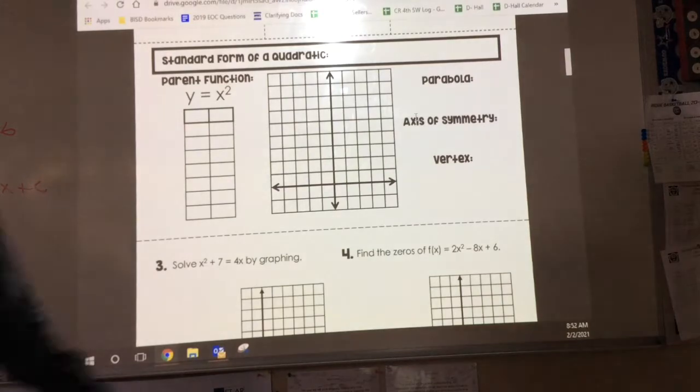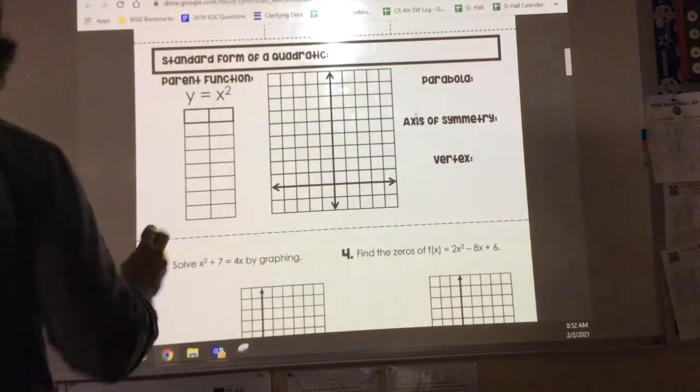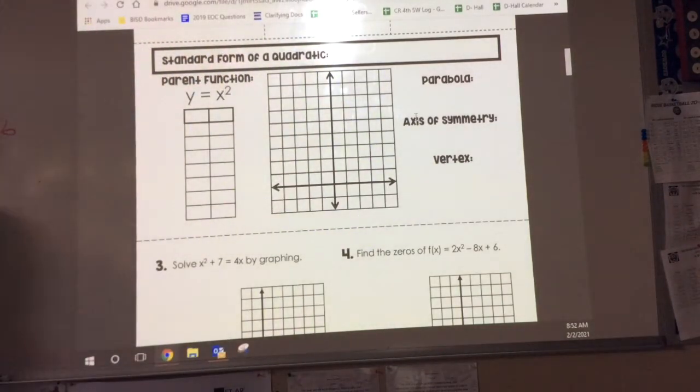All right, so the parent function that we talked about with linear was y equals x. Does everybody remember that? Now, for this, it is just y equals x squared, which is essentially the same thing as y equals x, but now we have the x squared, and that's what makes it a quadratic. So whatever value we put in here, we're going to have to square it, and that's going to produce our y value.